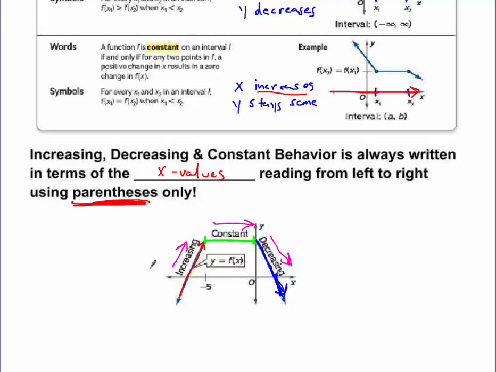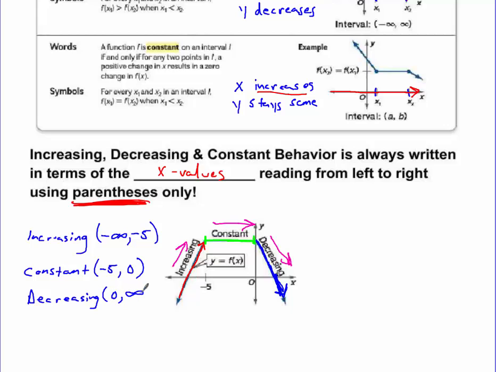To describe what's going on here, we would say that we are increasing from negative infinity to -5. Remember, we read from left to right and we use parentheses only when we're talking about increasing and decreasing. Brackets are when we're talking about domain and range. So then we're constant from -5 to 0, and then we're decreasing from 0 to positive infinity. We're going to practice that a couple of times.